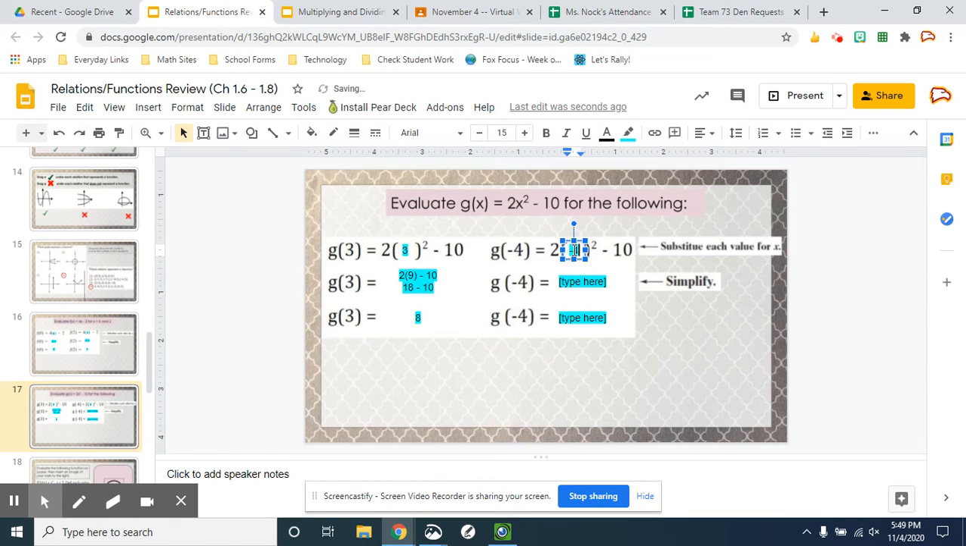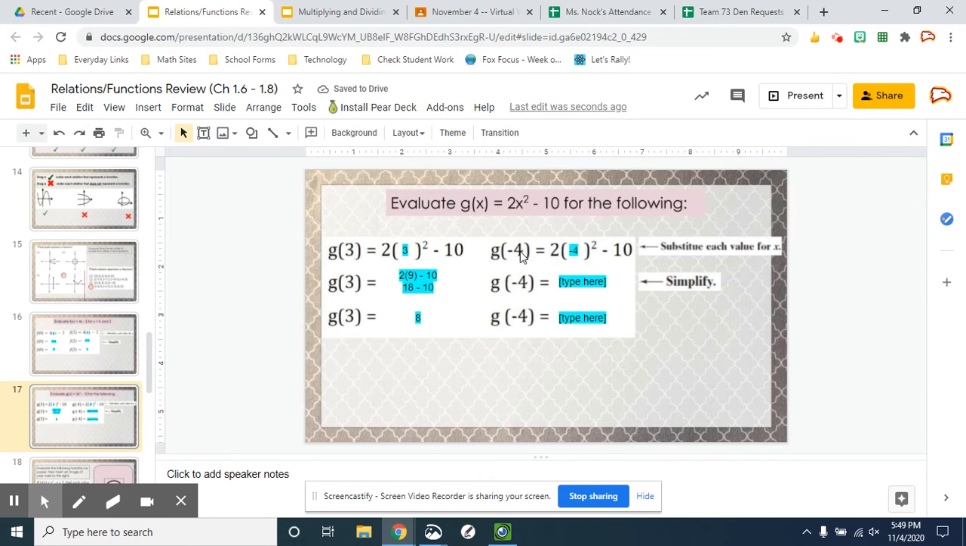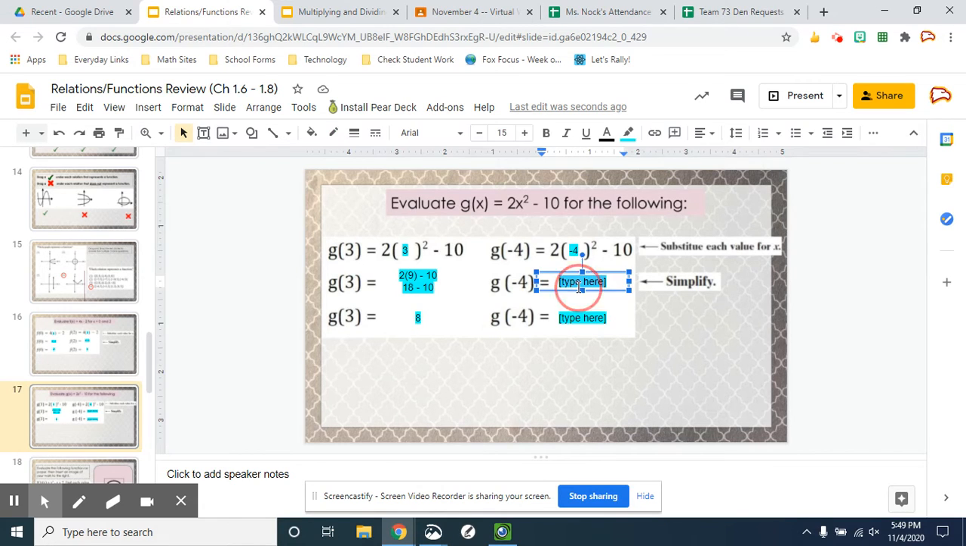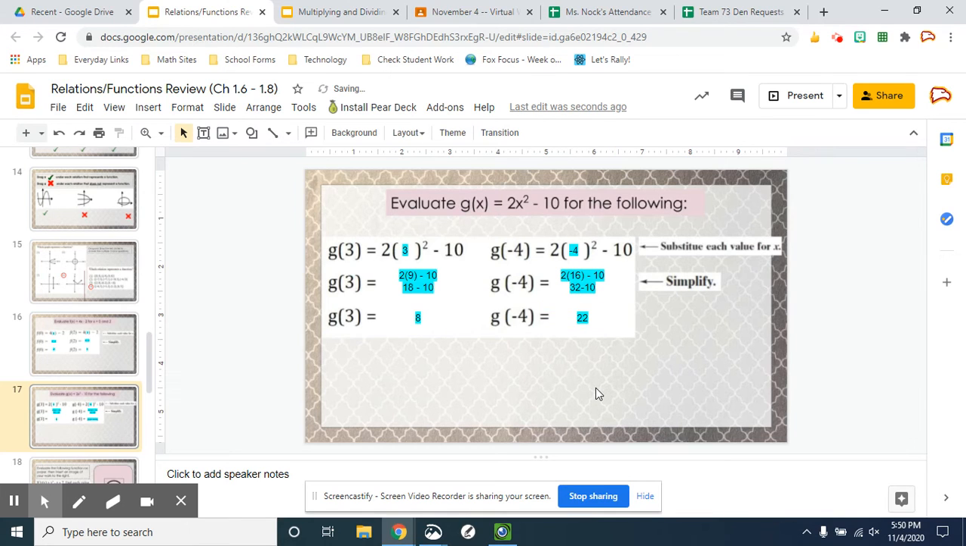All right. Now, if I plug in -4, what's my output? So this -4 is in parentheses. So you're squaring the negative sign with it. So this is -4 times -4. So this becomes 2 times a positive 16 minus 10. 2 times 16 is 32 minus 10. And then when we finally finish simplifying it, we get 22. So y is 22 if you plug in -4 for x.